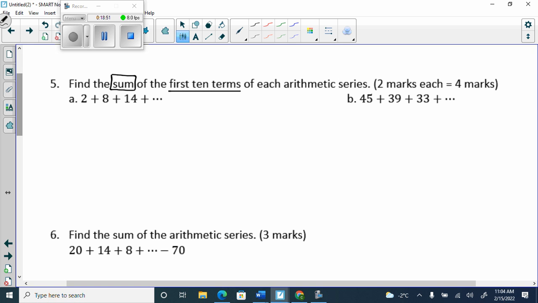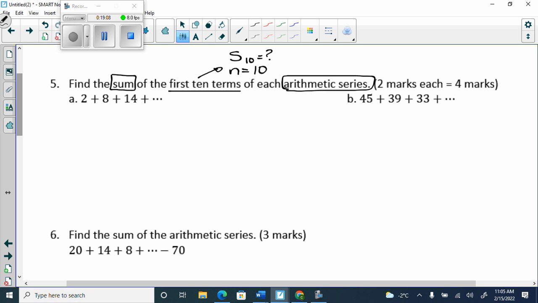What did they give me? N, and what do they want? They want Sn, so they want S10. So I need everything else, right? Of an arithmetic series, did they have to tell me arithmetic?